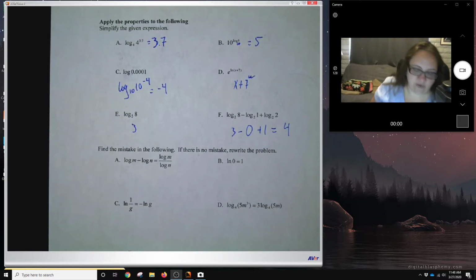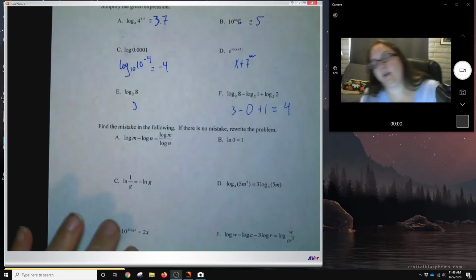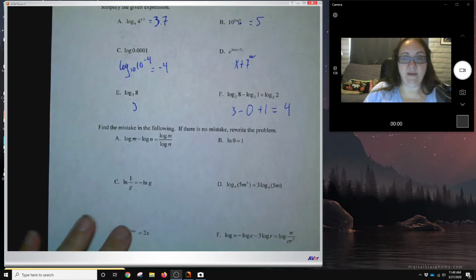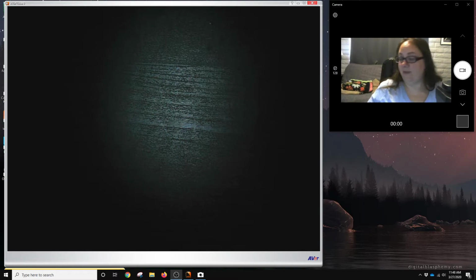This exercise on 131, I usually really like, but in the interest of time, I'm going to skip it because I don't know that it's the best use of the little time that we have.